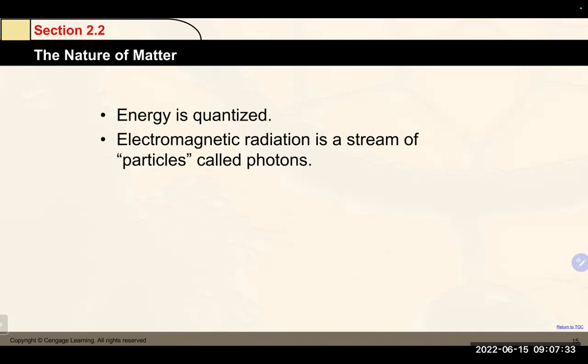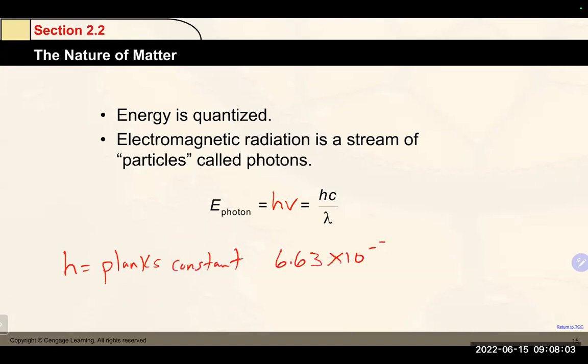Electromagnetic radiation is a stream of particles, which are referred to as photons. So energy is absorbed that way and given off that way in the form of light, sometimes referred to as photons. There is an equation here, and it is missing the middle part, and that should be h times the frequency. h is Planck's constant, and it is 6.63 times 10 to the minus 34 joules times seconds. The frequency is in reciprocal seconds, or hertz.